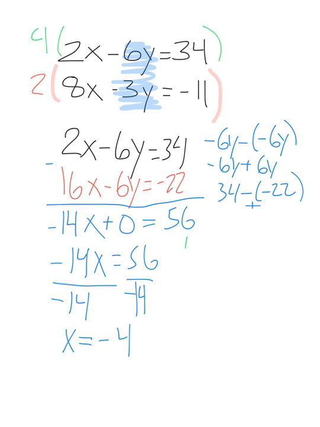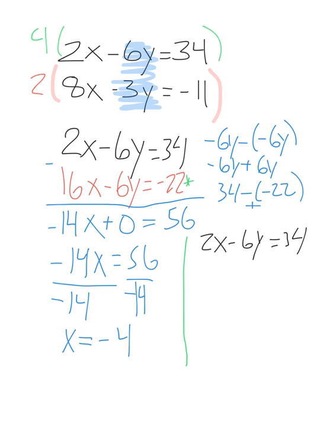Now last but not least, I have to solve for y. I'm going to take negative 4 and plug it back into one of my equations. We always want to plug it into one of the original equations. So once again, we do not want to plug it into the equation in the red. Always choose one of the originals. It doesn't matter which equation, I'm just going to choose the first equation, 2x minus 6y equals 34, and you can choose the second equation as well.